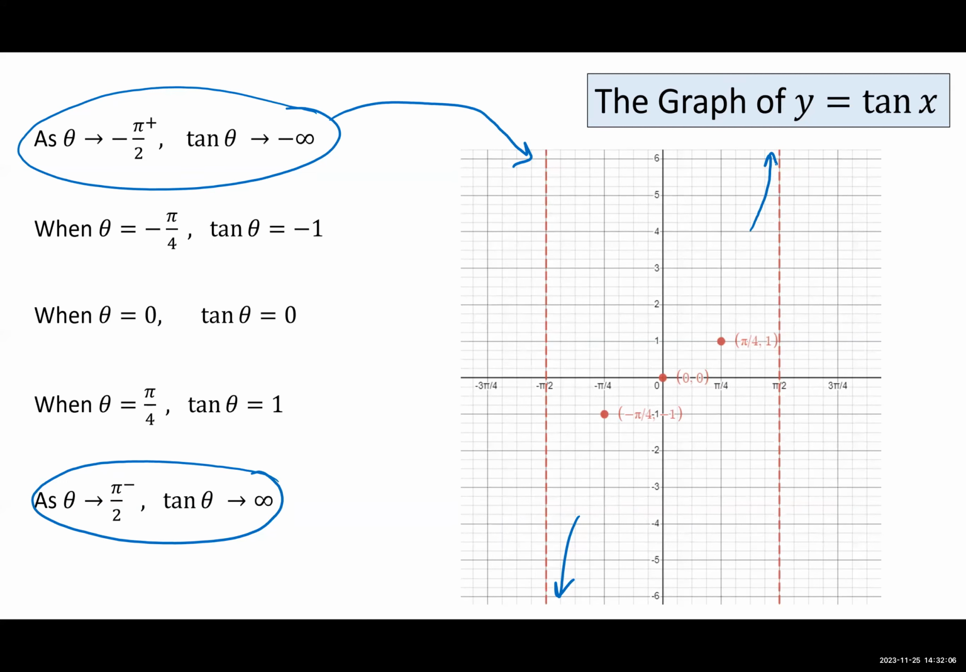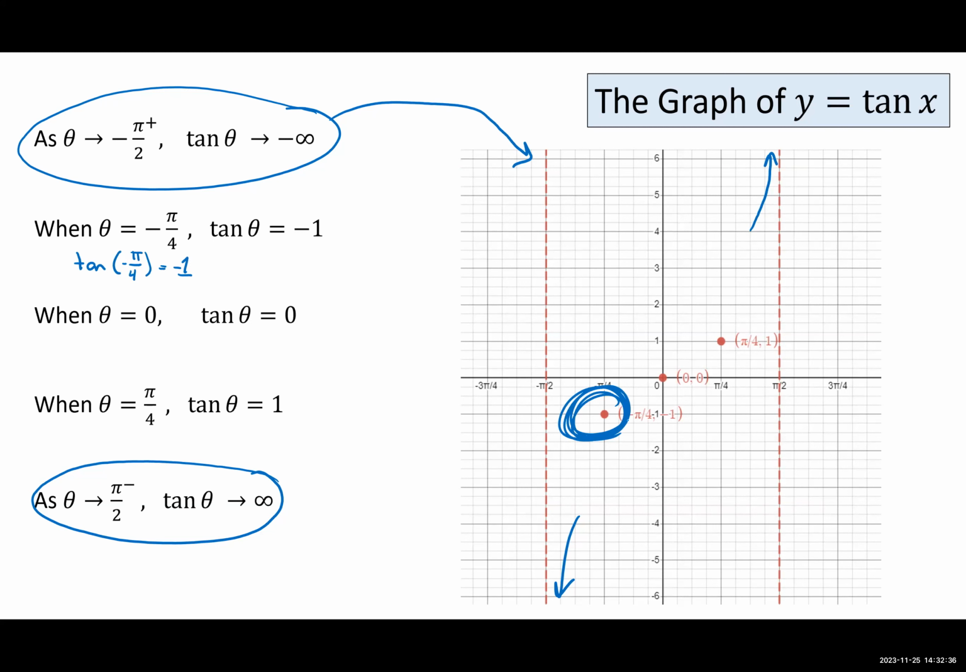And then we've talked about evaluating trig functions. So what is the tangent of negative pi over 4? Well, that's the sine of negative pi over 4 divided by the cosine of negative pi over 4, and that gives us -1. Okay, so that's this point right here.